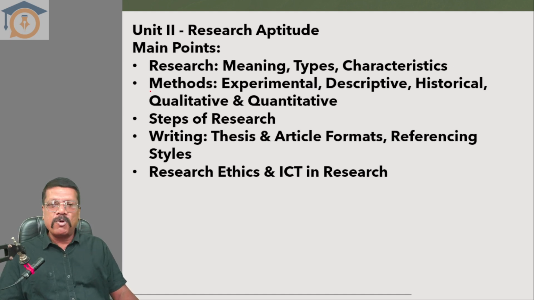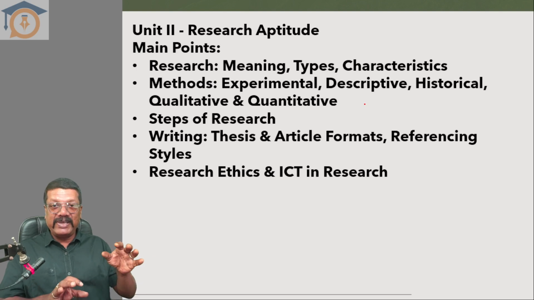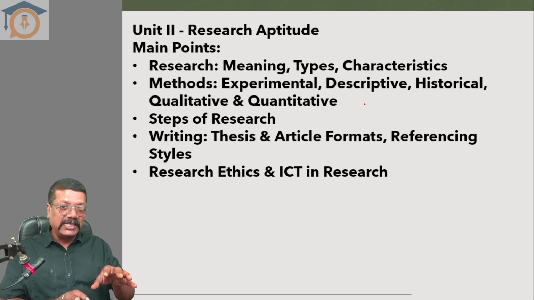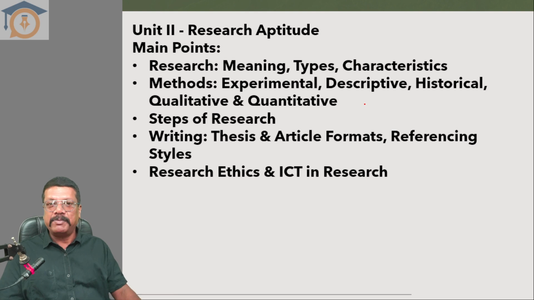Then we move on to the research methods. So specifically, we have the experimental method, the descriptive method, historical method, and the qualitative and quantitative methods. These are all umbrella terms. There could be various types of research methods that come within these umbrella terms. Then the steps of research, we would need to have a detailed analysis of what the steps of research are.